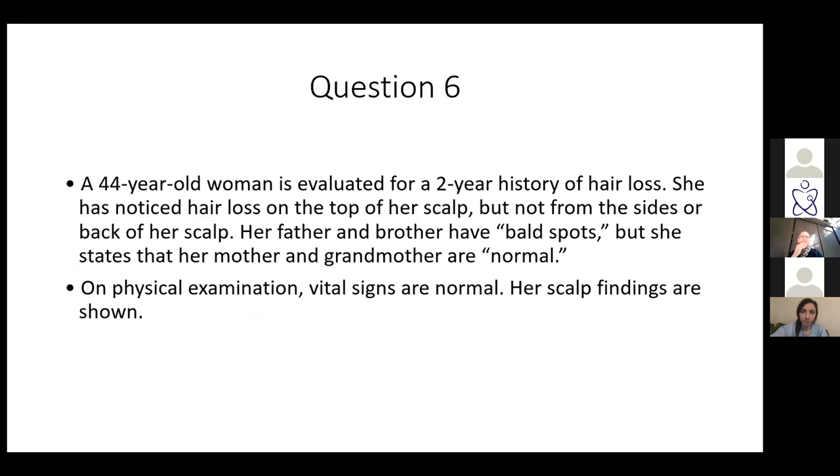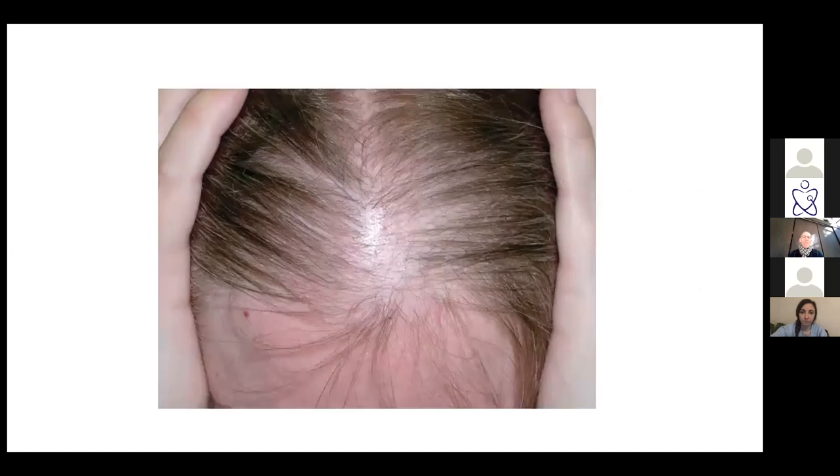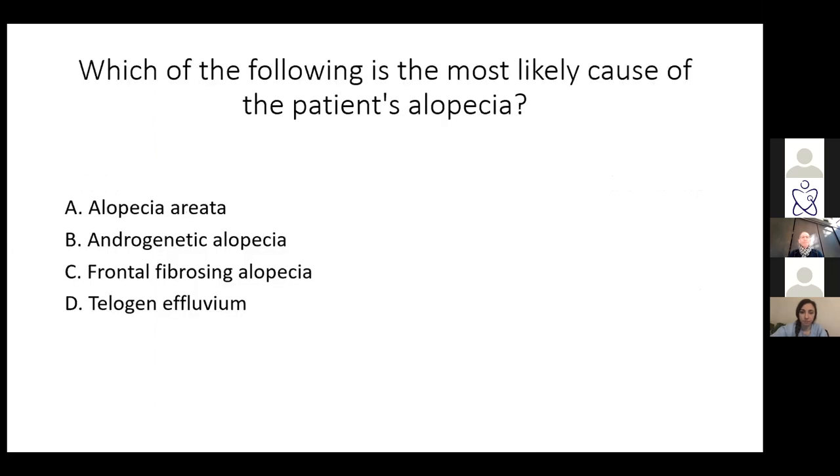So, a 44-year-old woman, evaluated for a 2-year history of hair loss. It starts at the top of her scalp, but not really on the sides or the back. Her brother and father have bald spots, but she states that her mom and grandma are fine. Pretty much the only thing significant on exam is this photo. I'll come back to it. So what is the most likely cause of the patient's alopecia? Alopecia areata, androgenetic, frontal fibrosing, or telogen effluvium?